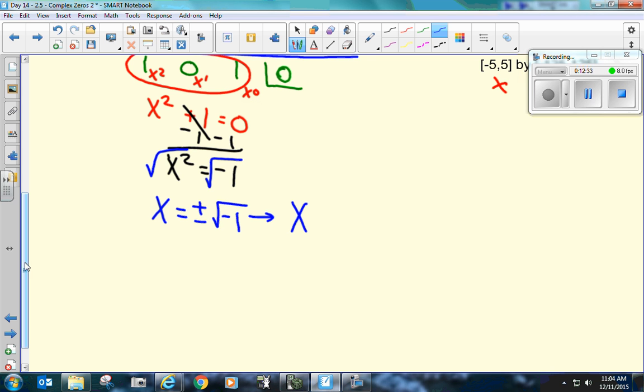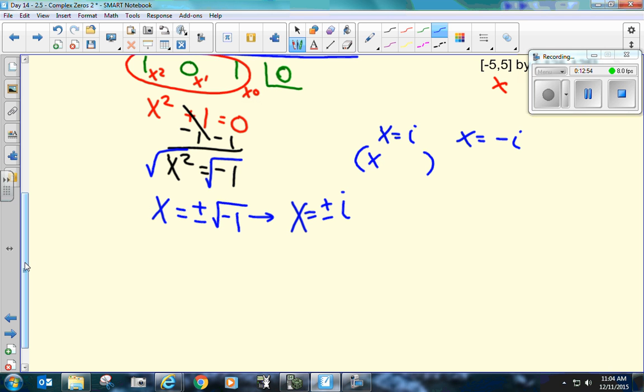Okay. So x equals plus or minus i. They're imaginary. They don't touch. And what did we say in last class? If i is a root, isn't -i also a root? Yeah. Good. Bam, there it is.